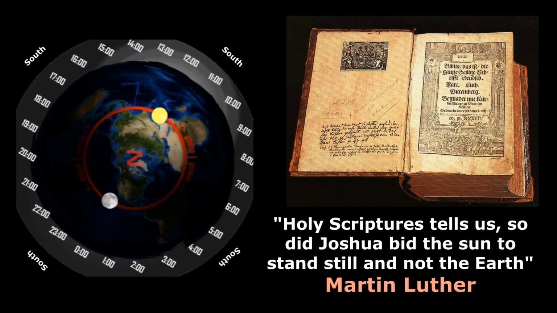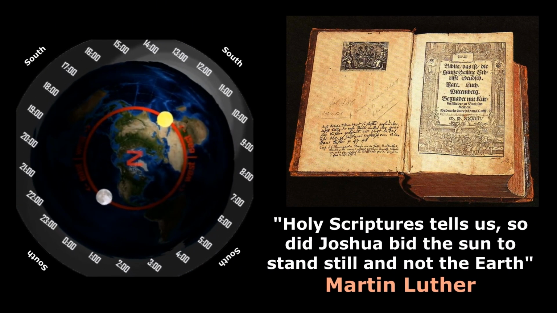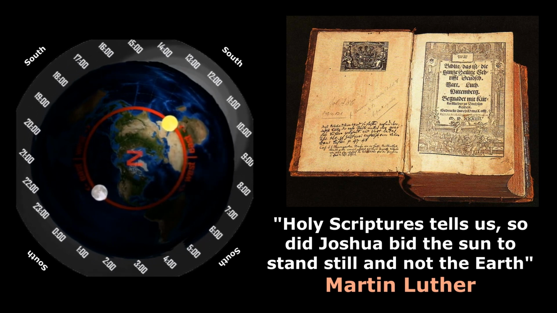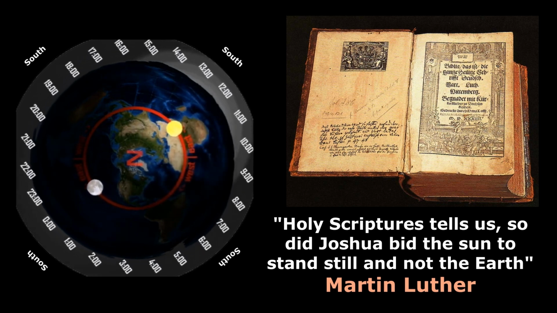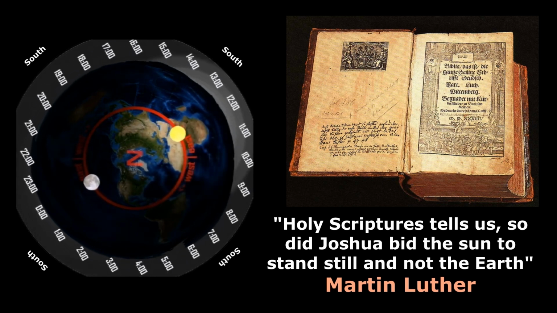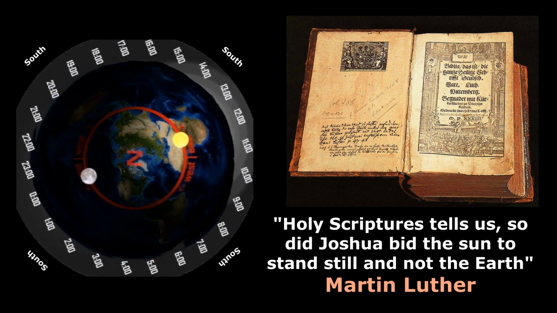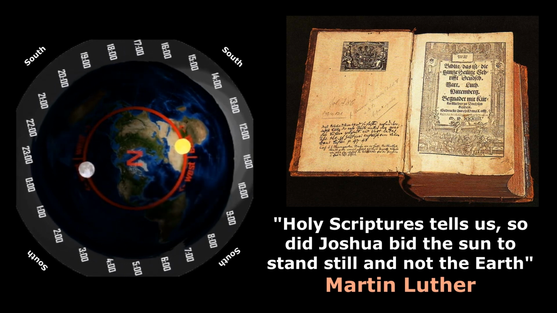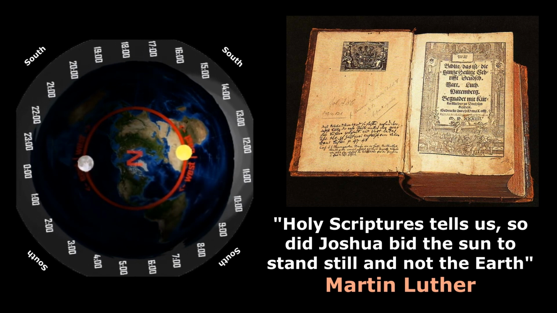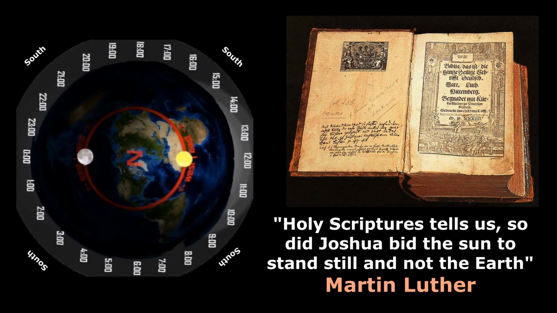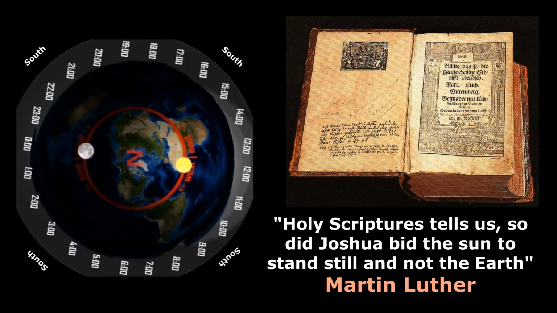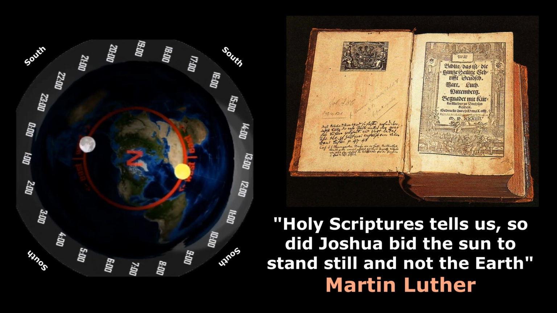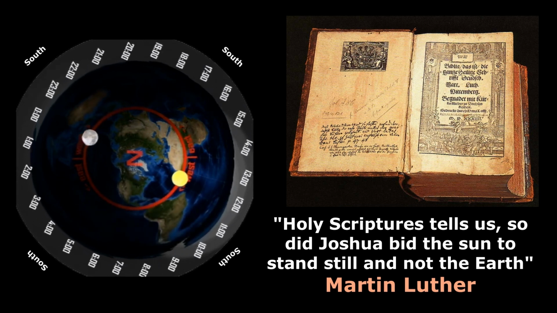The Protestant reformer Martin Luther also pointed out the error of the astronomers in the 16th century by pointing out that the Bible describes a local, traveling sun that stopped in the sky during an important battle. He said, "Holy Scripture tells us, so did Joshua bid the sun to stand still, and not the earth."